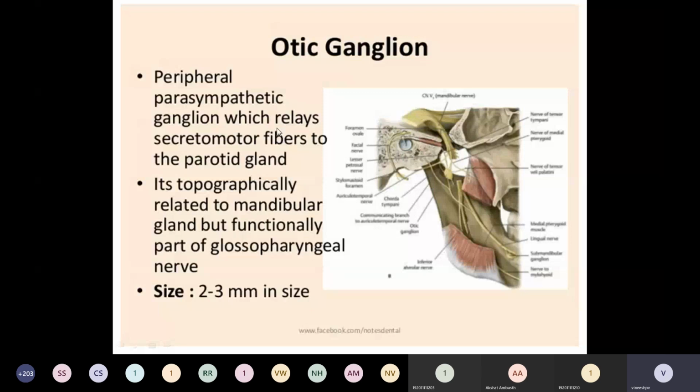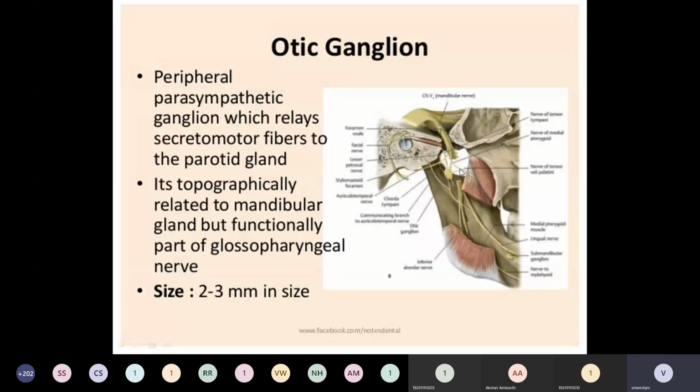For all the ganglions there is a common pattern, so just write the introduction and the branches. I will tell you briefly what all the branches are for all the ganglions, and how you are supposed to write the general pattern for any ganglion. First you should write the introduction, what it is. So it is a peripheral parasympathetic ganglion which supplies the parotid gland. That is the otic ganglion.